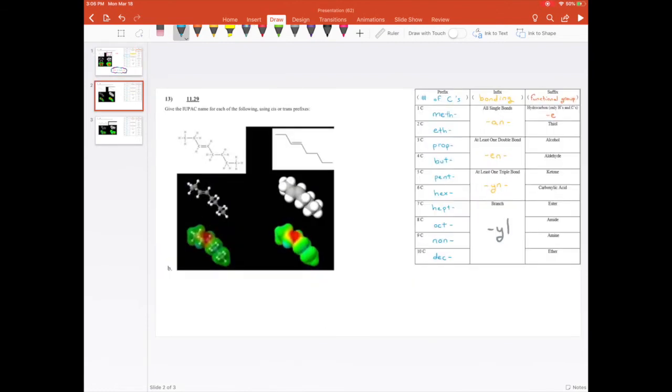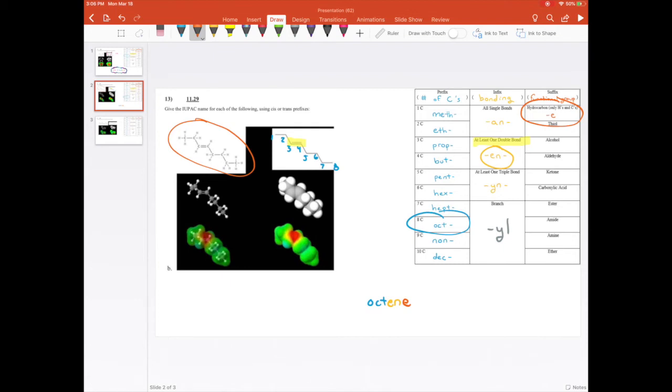Let's compare that with this one. Now this doesn't have branches, so first we'll just see how many carbons we're dealing with. Looks like we have 8, and so the prefix is going to be oct-. We have at least one double bond, and so the infix is -en-. Finally, there's only hydrogen and carbon in the molecule, and so the suffix is -e.